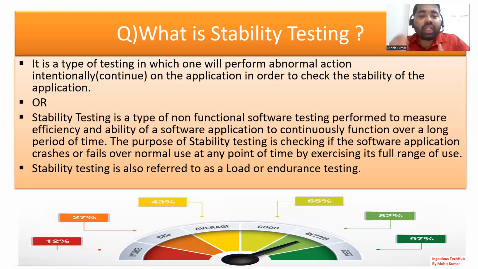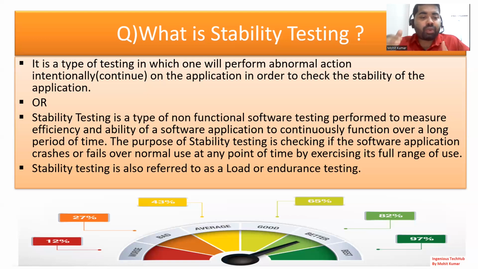It is a type of testing in which one performs abnormal or continuous actions on the application in order to check the stability of the application. Before releasing our product, before handing it over to production, we do this type of testing. Okay. Sorry, guys. Stability testing is a type of non-functional testing, so it comes under non-functional testing. We can also learn non-functional testing in depth in the coming session.